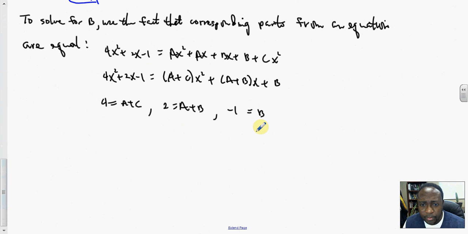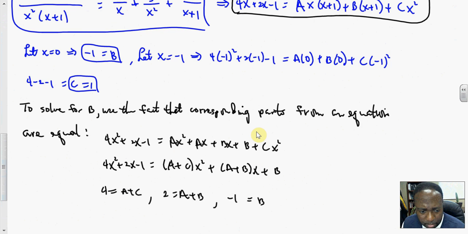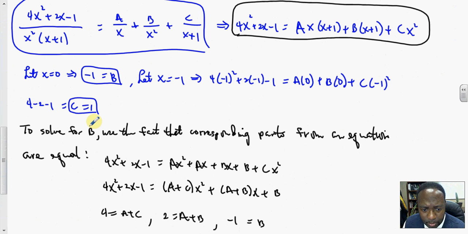We're done, right? Because we're looking for b anyway. No, sorry, to solve for a. We got b is equal to negative 1, we got c equal to 1. So to solve for a, we're not done.